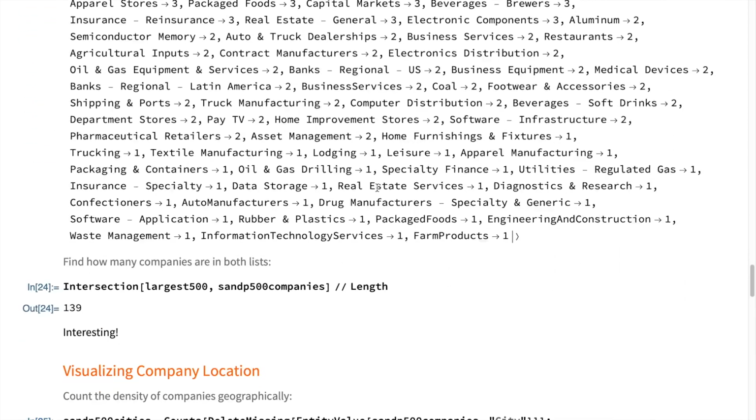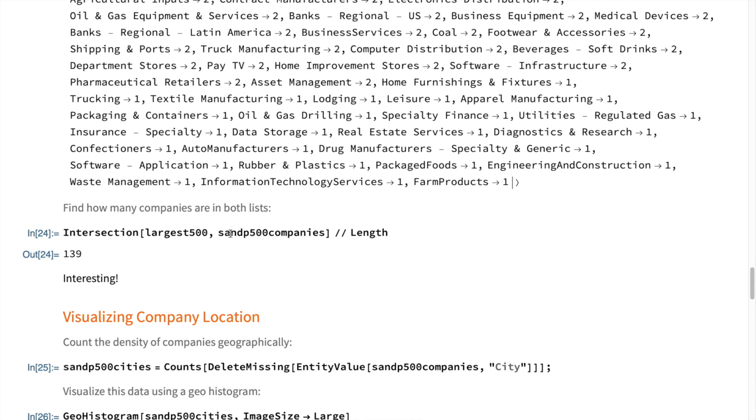To find how many intersect between the two lists, we can use the intersection function applied on them and take the length of that intersection, which gives us only 139 companies. So we can easily conclude that there must be other criteria.